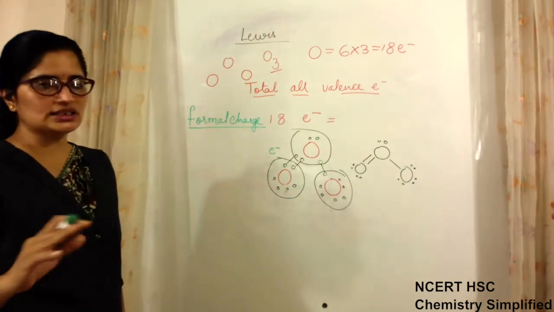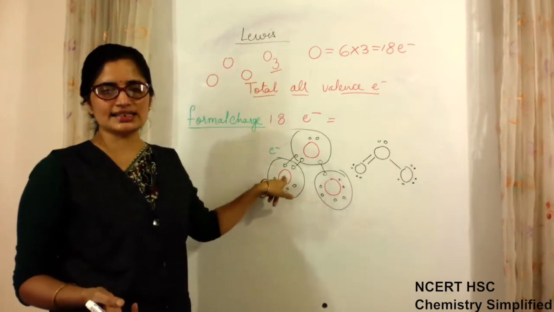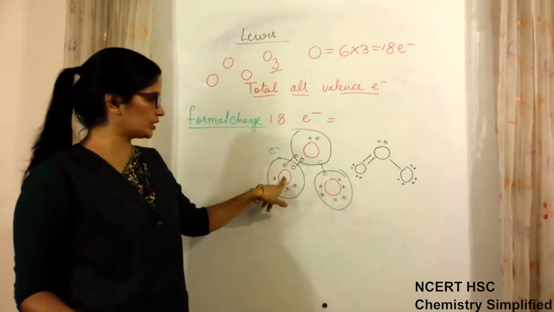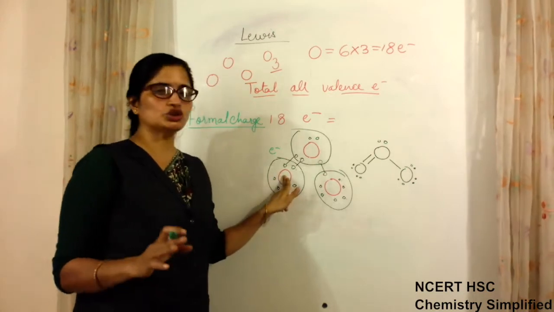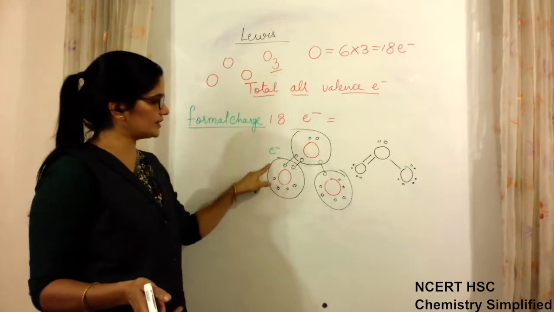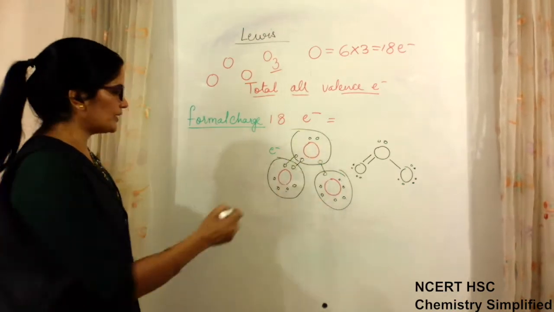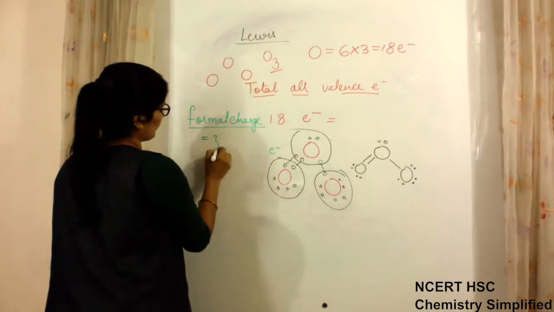Formal charge is the charge acquired by a particular atom when it is in the covalent bonded state. Now this oxygen atom should have 6 valence electrons, and it is also having 6 valence electrons in its bonded state in O3. So its formal charge is 0.